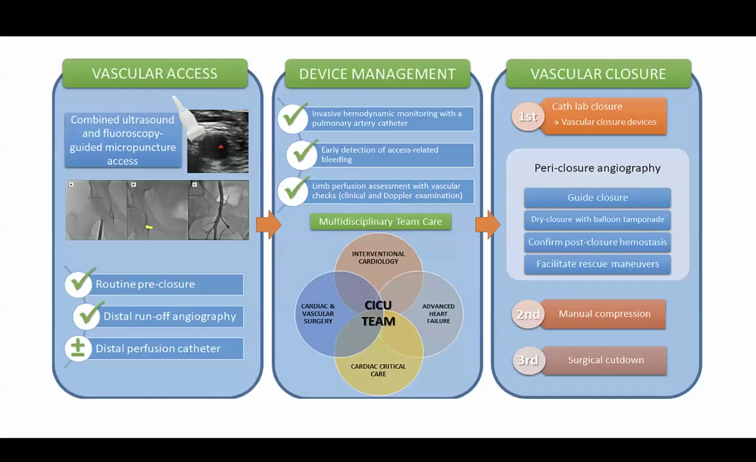And then groin management for these devices, even in the setting of shock, I think for those who do a lot of groins, which is all of us, if we can get 1 per close in, it's a lot. And if we can get 2 of them, it's perfect. And then you should always check distal runoff, and that's when you decide about distal perfusion catheter.